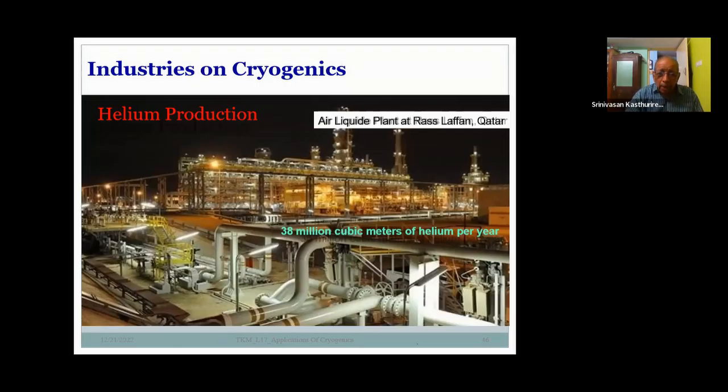Now, the source for helium is actually only natural gas. The atmospheric content of helium in the atmosphere is only 6 parts in a million. It's a fairly small quantity.